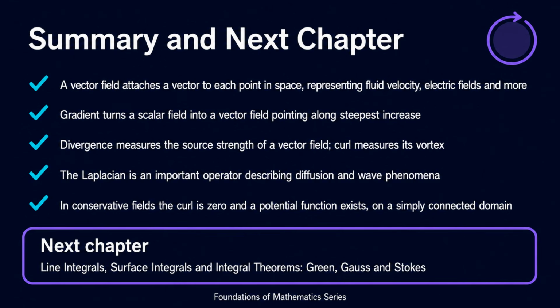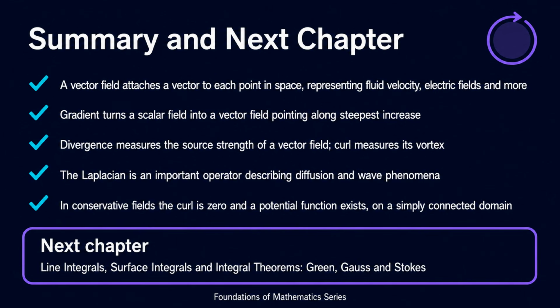Let us pull the chapter together. Vector fields associate a vector to each point in space, representing things like fluid velocity and electric fields. The gradient turns a scalar field into a vector field pointing in the direction of steepest increase, and wherever it is non-zero, its arrows cross contours at right angles. Divergence represents the source strength of a vector field, and curl represents its vortex. Our two standard examples isolate one property each. The Laplacian, the divergence of the gradient, is an important operator describing diffusion and wave phenomena.